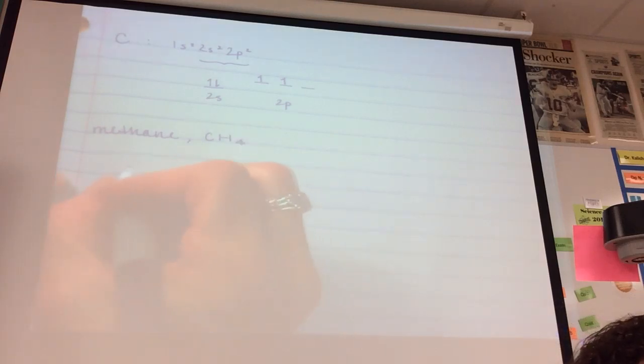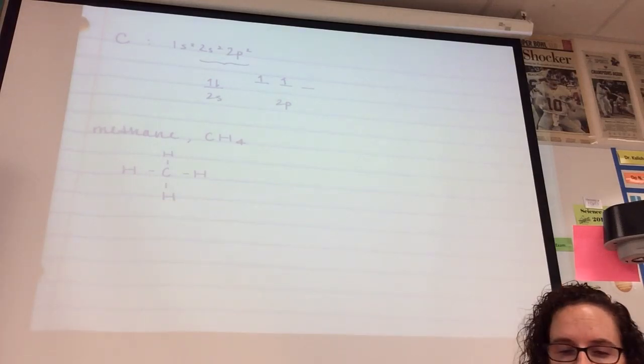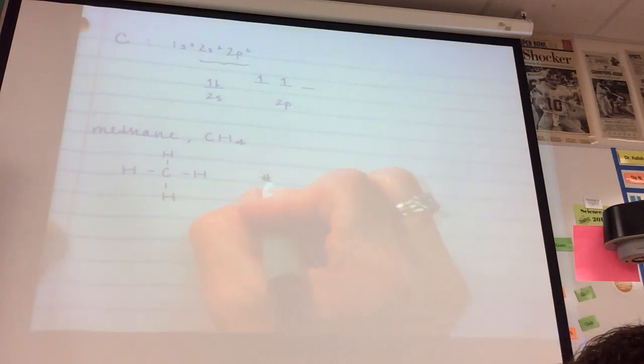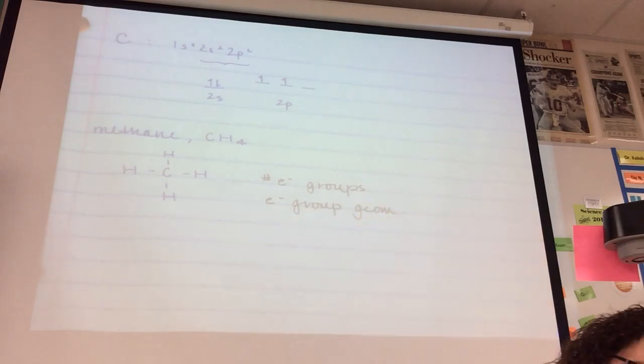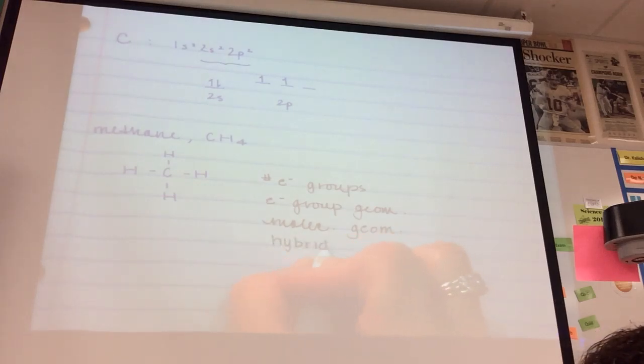It's really very simple. If you were to draw methane, this one should be very simple for you to draw. This is back from honors or regular chem. A couple things I want you to see here. We want to look at the number of electron groups like we talked about last time. We want to look at electron group geometry. We want to look at molecular geometry. And finally, here comes the new piece, the hybridization.